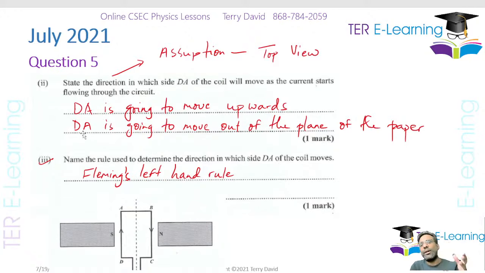Oh no, the direction is just upwards, or moving out of the plane of the paper. But like I said, the way the diagram is drawn, my assumption is it's a top view of the motor. So that side DA is going to move upwards or out of the plane of the paper. If we were to look at it from a side rotated view, then it's going to be moving in a clockwise direction. But that's not what they asked us to do. They just want to know the direction of the side DA.